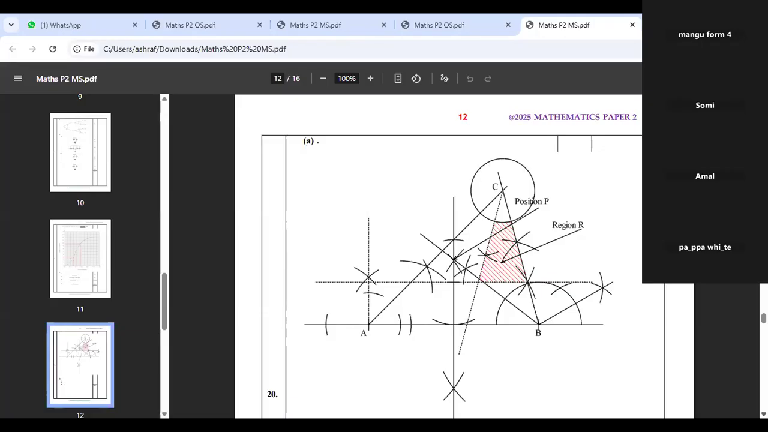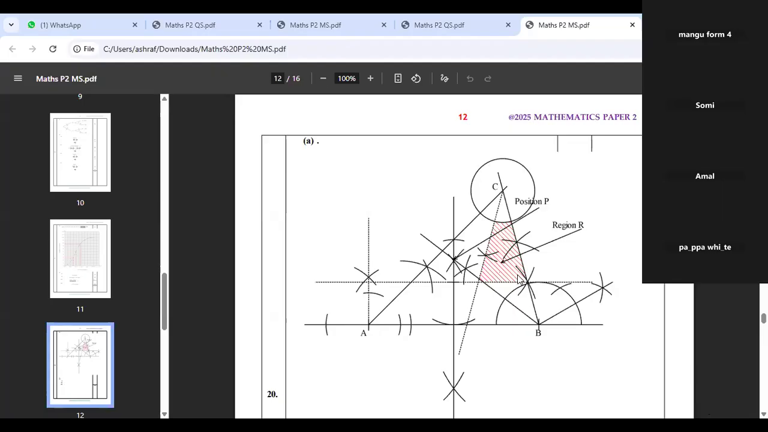And then from lines AB and BC, we've also bisected the angle at B. So the two are intersecting somewhere. There's an arrow showing point P. There's an arrow here showing point P. So I believe we can all see the position of P.